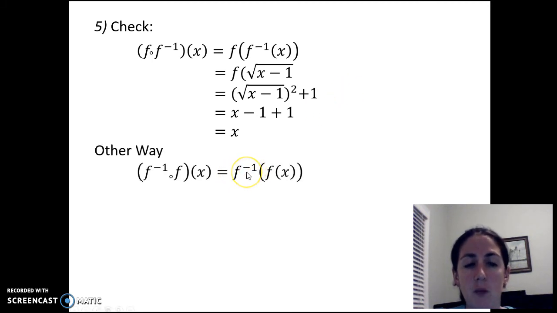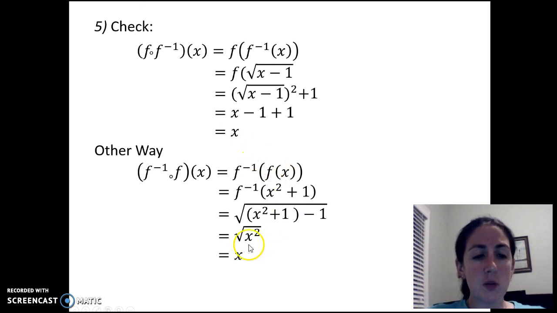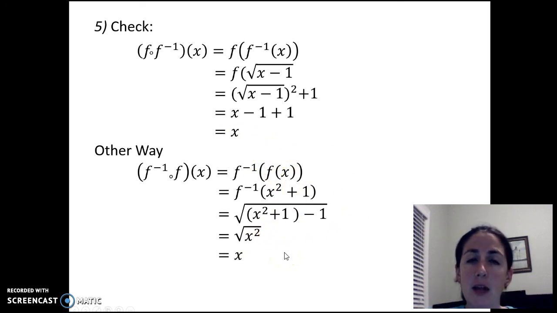So into the inverse that we just found, we'll plug the original function f. So your inverse takes the square root of your input minus 1. So the square root of whatever's in the parentheses minus 1. There's nothing to distribute, so we can drop the parentheses, and the plus 1 and the minus 1 cancel, and we're left with the square root of x squared, which is just x. Notice when we composed both ways, we got x, so that verifies that this is in fact the inverse. So we know that the answer we got in step 4, that the inverse is equal to the square root of x minus 1, is in fact the inverse.